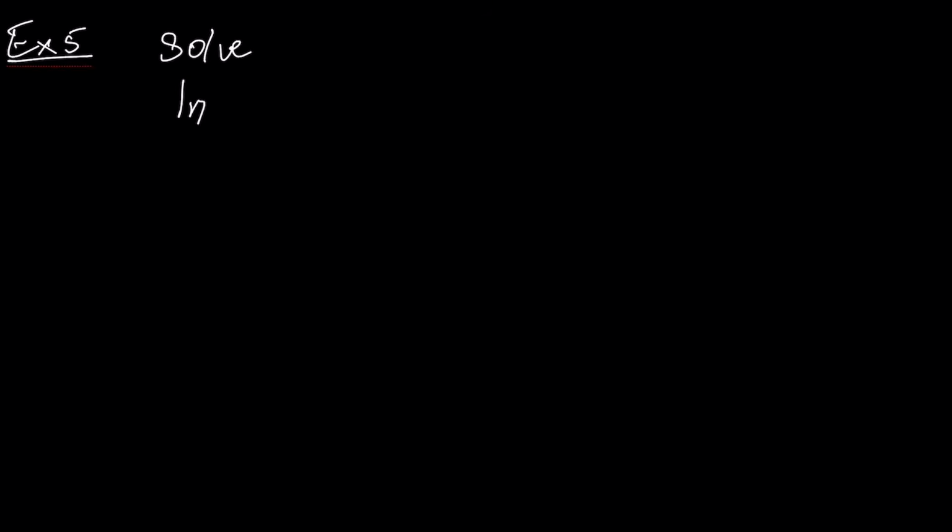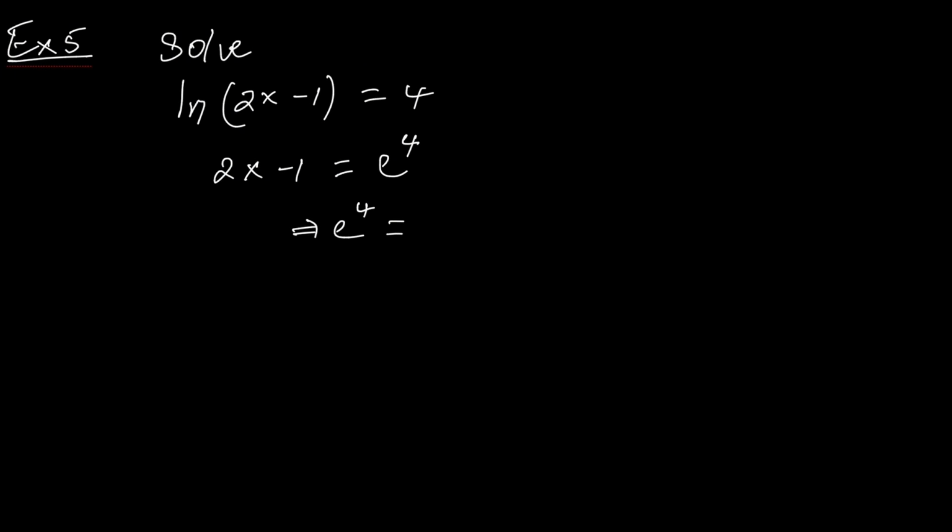Example 5. Solve the equation. Natural log of 2x minus 1 equals 4. Step 1. Rewrite the logarithmic equation in exponential form. Remember that natural log means log base e, so the equation becomes 2x minus 1 equals e to the fourth power. Step 2. Evaluate e to the fourth power. E to the fourth power is approximately 54.60. Now we have 2x minus 1 equals 54.60.